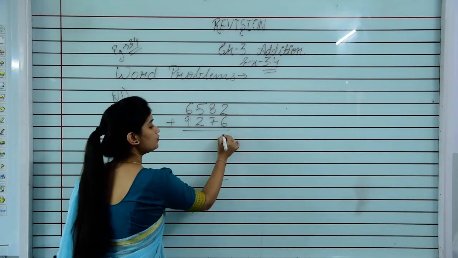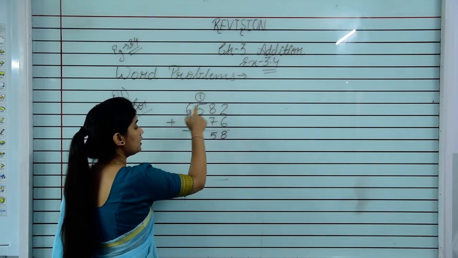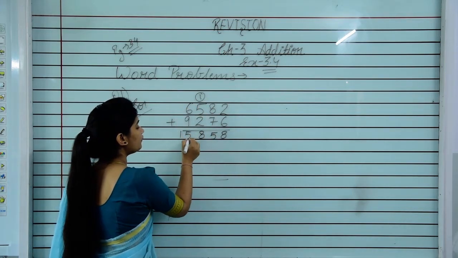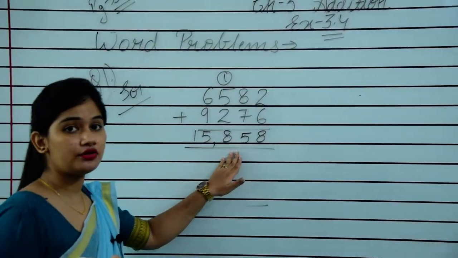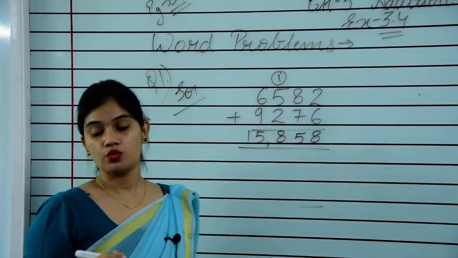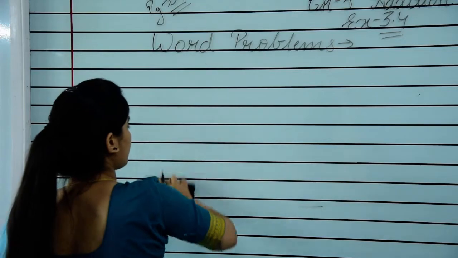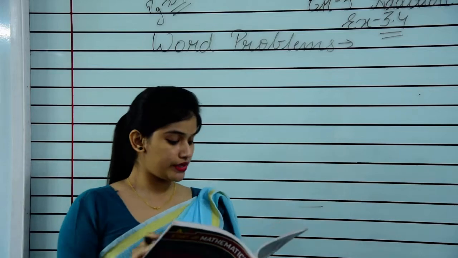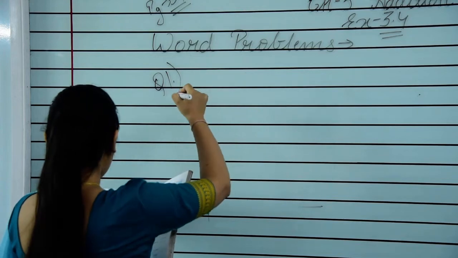So 6 plus 2, 8. 8 plus 7, 15. Carry over 1. 5 plus 2, 7 plus 1, 8. And 9 plus 6, 15. So this is the answer, 15,858. Understood students? So in this way you can do question number 1. Now I am explaining the next question. Question number 1, A part we have done students.